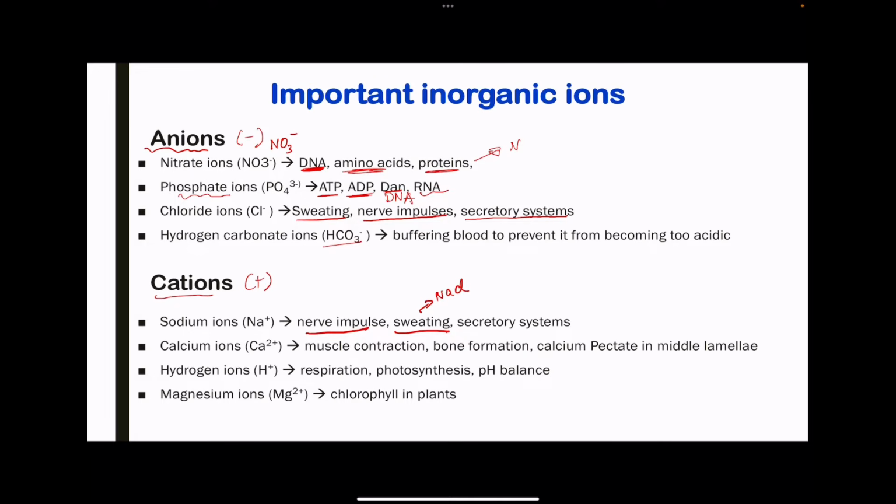Calcium ions, we write them as Ca2+. These are used in muscle contraction, they're used in bone formation, they are useful in calcium pectate formation, and you know calcium pectate is found within the middle lamellae in plant cell walls. We also have hydrogen ion. This is important in respiration. This is also important in photosynthesis as well as in pH balance. Then we go to magnesium ions.